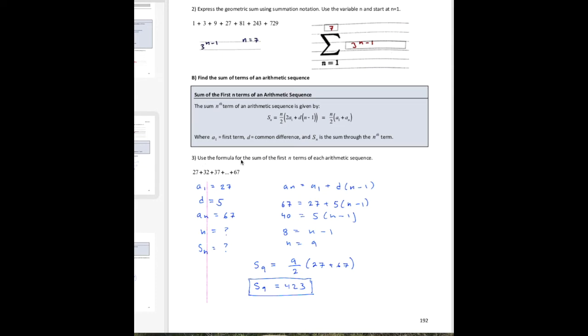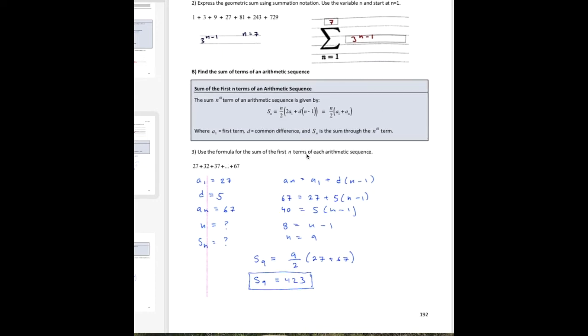This first one, we use the formula for the sum of the first n terms of each arithmetic sequence. So we're given this, told it's arithmetic. Our first term is 27. Our difference is easy enough to find. It looks like we're counting up by 5s, so a difference of 5. We know our nth term, in this case, is 67. We don't know n though, right?